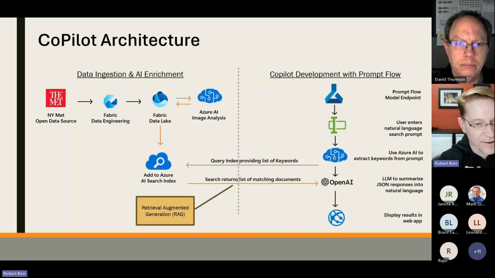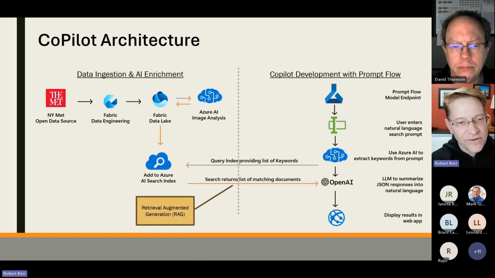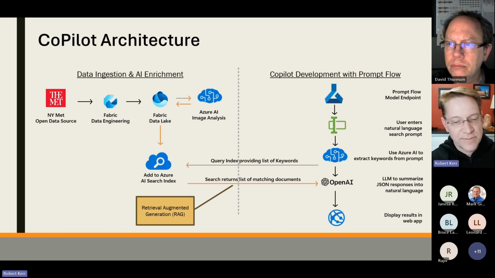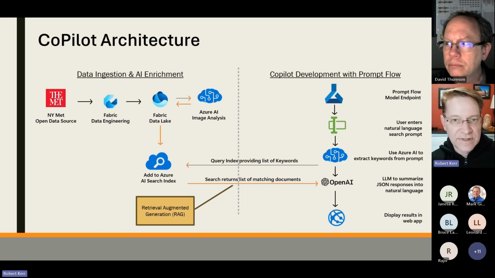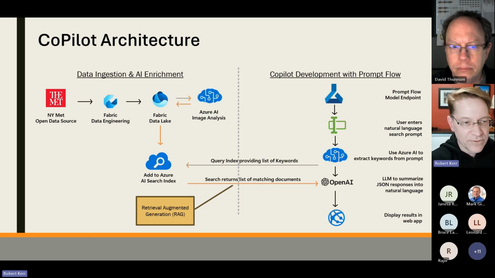Architecture-wise, because I like architecture diagrams, I hope you can read it. But just a quick flow of, we're gonna hit a bunch of little steps here. But I wanted to give a 30,000 foot overview of what this is going to actually look like. So you can see up here on the top left, we've got the Met. So we have this New York Met open data source.